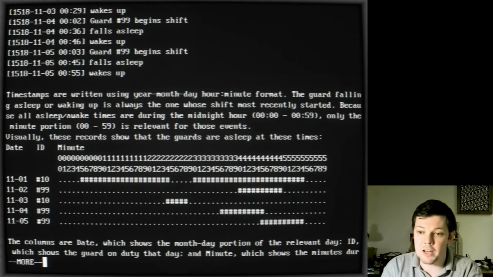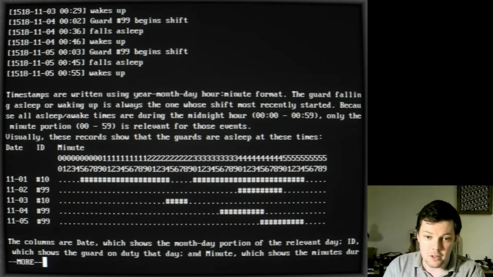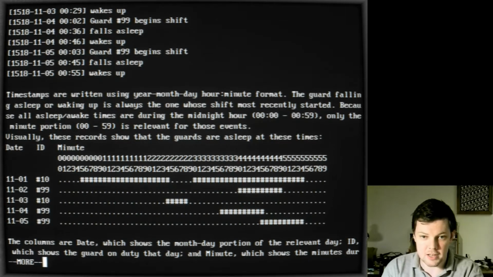Timestamps are written using year, month, day, hour, minute format. The guard falling asleep or waking up is always the one whose shift most recently started. Because all asleep and awake times are during the midnight hour, only the minute portion is relevant for those events. Is that always the case, or is that only the case in this example?